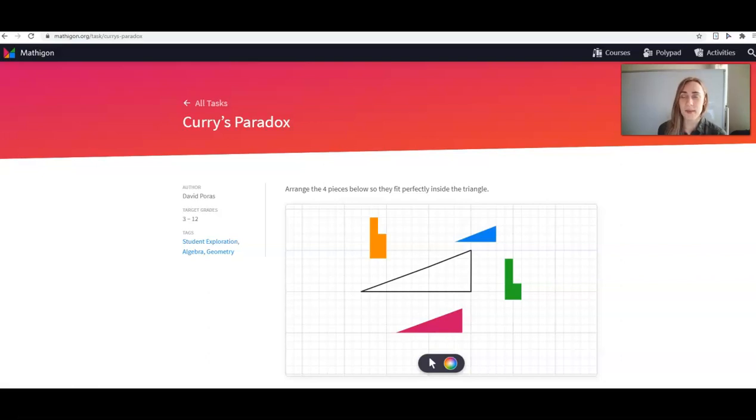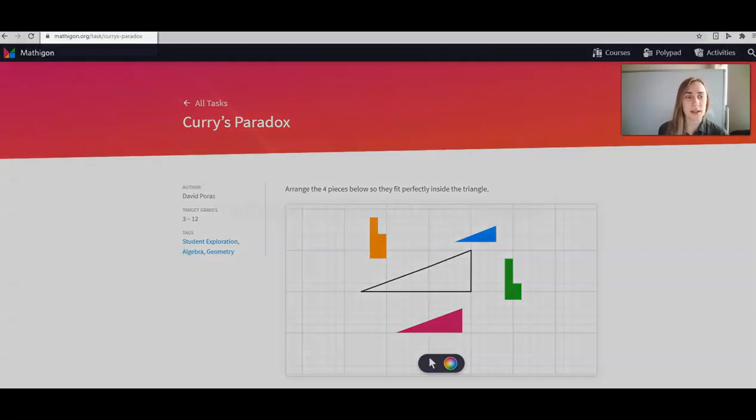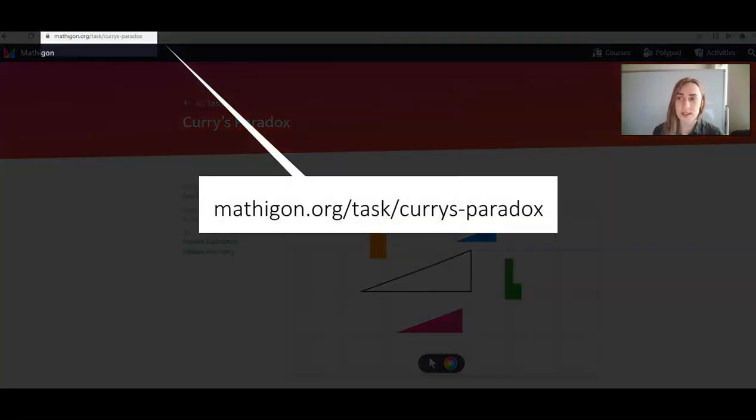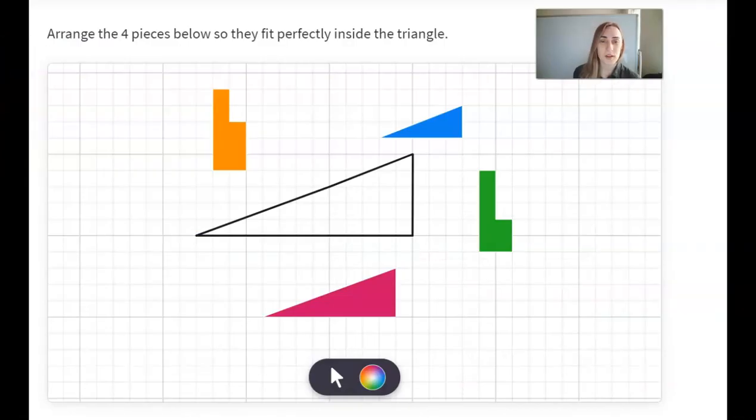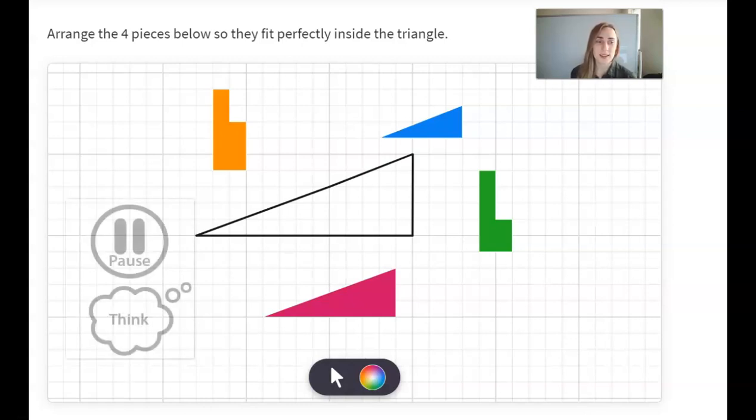Here we are at mathagon.org, and you're going to go to this website up in the left-hand corner. I'll highlight it for you. It just says mathagon.org/task/Curry's paradox. I'm going to zoom in. We're going to try to arrange the 4 pieces below so they fit perfectly inside the triangle. So you're with me hopefully on the right website, and you can move these shapes around and see if you can fit them perfectly inside the triangle.